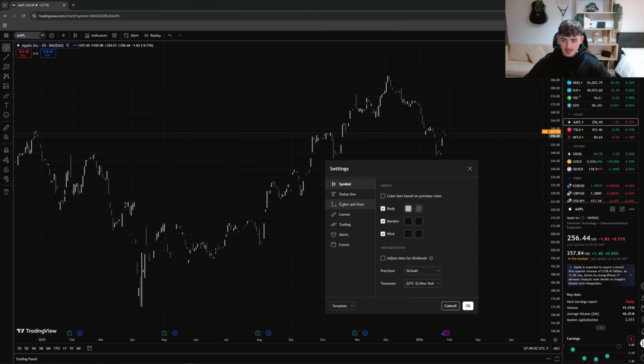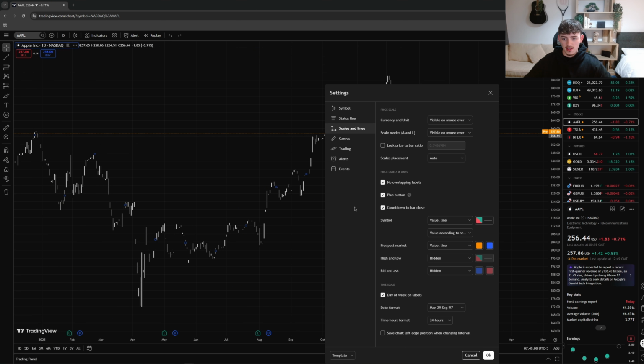Now on to the next thing. You want to go to status line. These are the settings for status line that I have. And then scale and lines, you just want to leave these as they are. Obviously you want to have countdown to bar close on. That's very, very important. And then the value line, you can change to whatever you'd like. For example, we'll change it to black for this one.